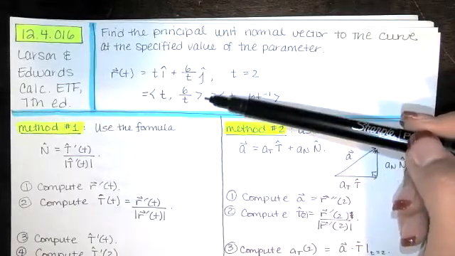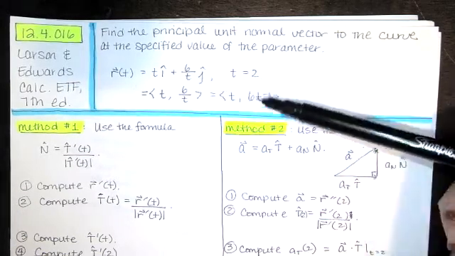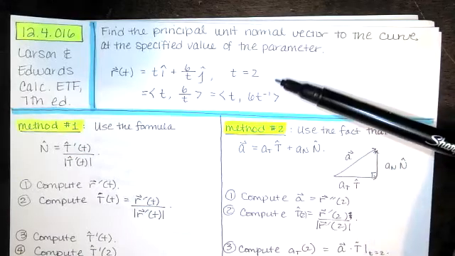I prefer to write it in component form like this, and for differentiation, it will be helpful if we write our y component like this. And again, we're interested in this principal unit normal vector at t equals 2.